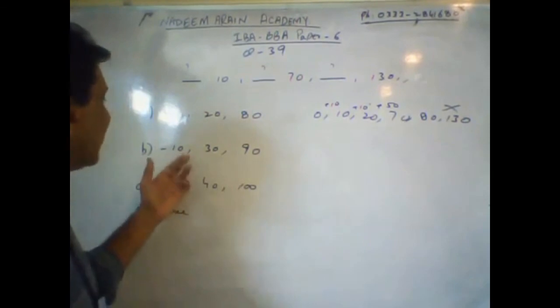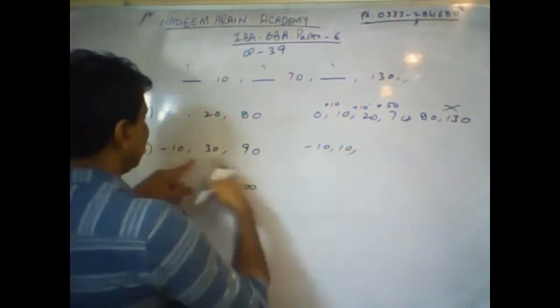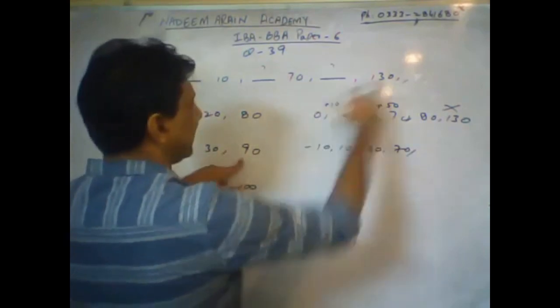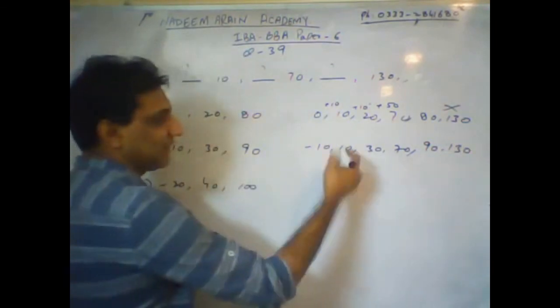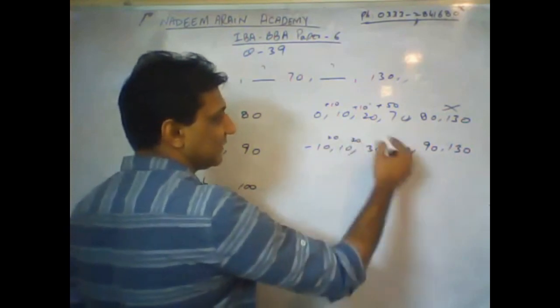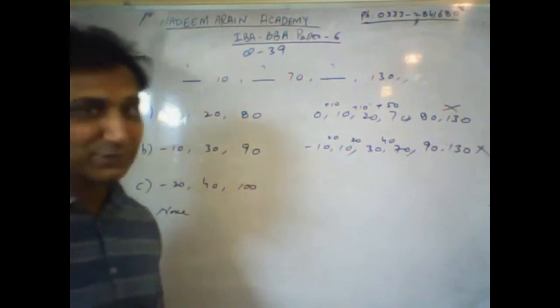So now we'll try the next option. Minus 10, 10, 30, 70, 90 and 130. So minus 10 to 10, the difference is 20, 10 to 30, the difference is 20, 30 to 70, the difference is 40. So no, this is also not our progression, because the difference should be the same.